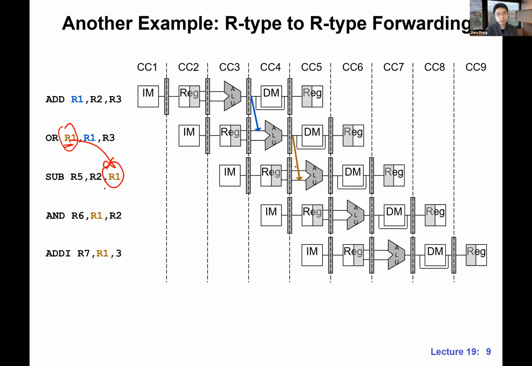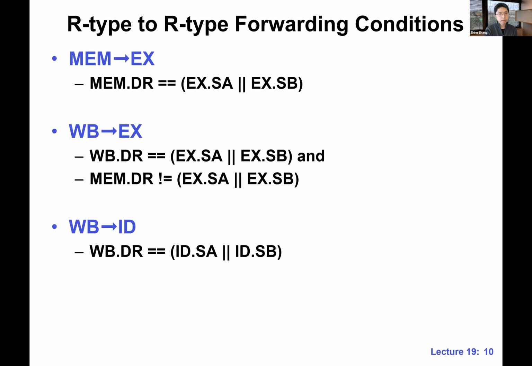So instead, we want to use a more recent forwarding. This is a more recent R1. We will use this path instead. And of course, there are other paths that we want to enable. All right, just to recap, this is basically how we can build the forwarding logic inside a forwarding unit for R-type to R-type forwarding.